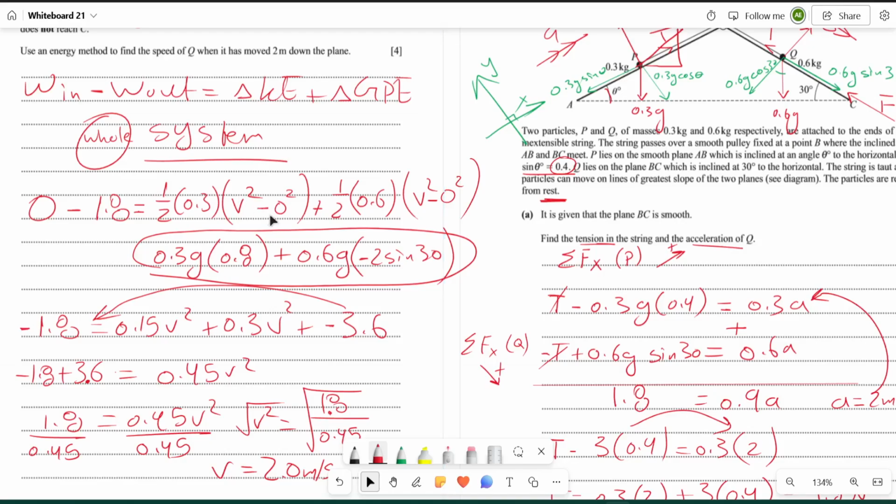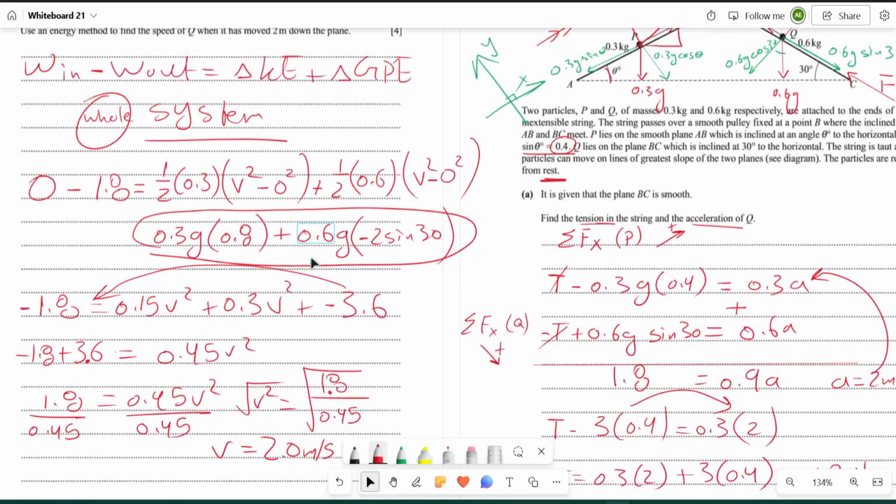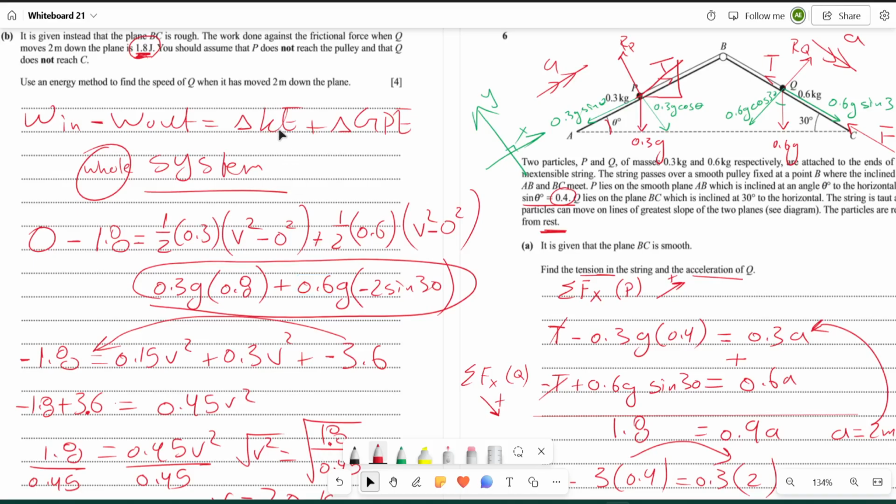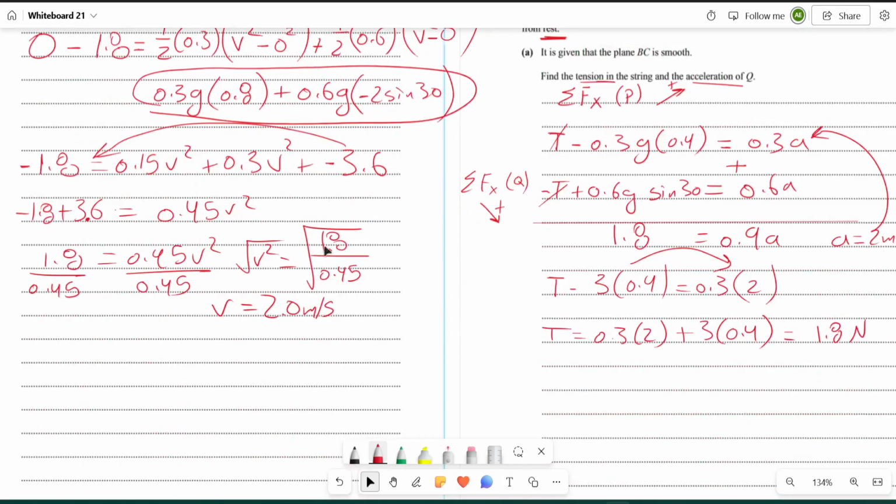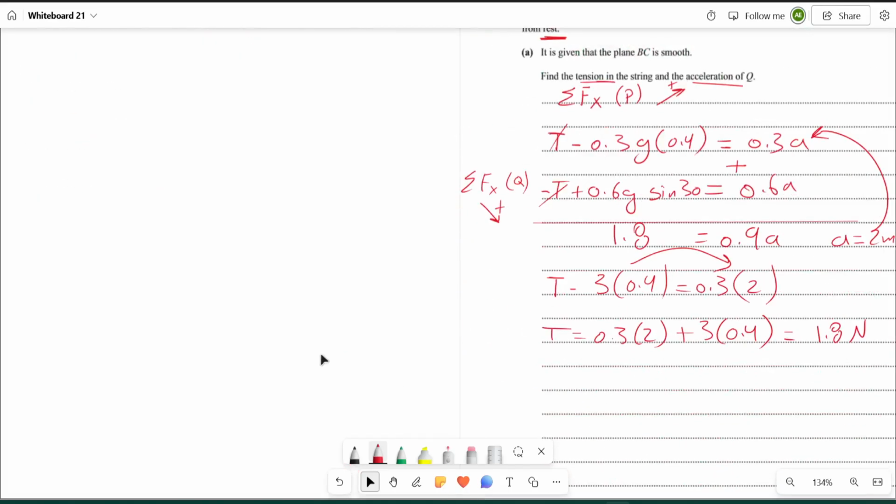Now, this is the easiest and most straightforward way to solve for the velocity using the energy method. You can try using the two-particle system differently. So instead of the whole system, you apply the work-energy principle equation for P alone and then for Q alone, then try to solve simultaneously, cancel tension, find V, and you should end up with the exact same answer.